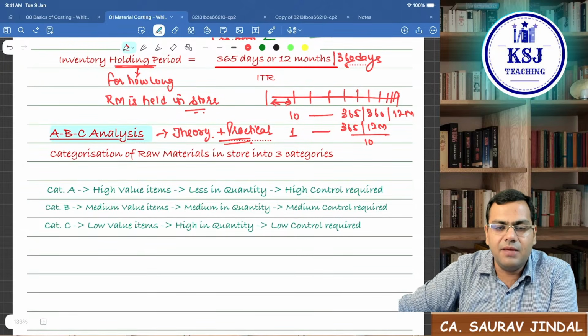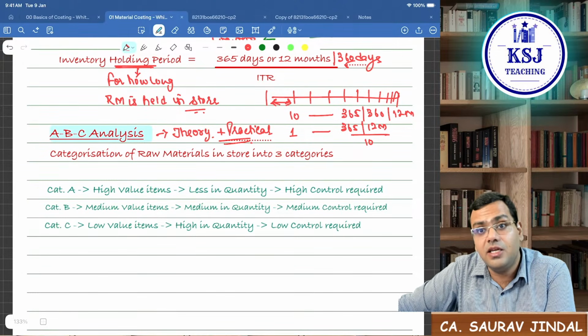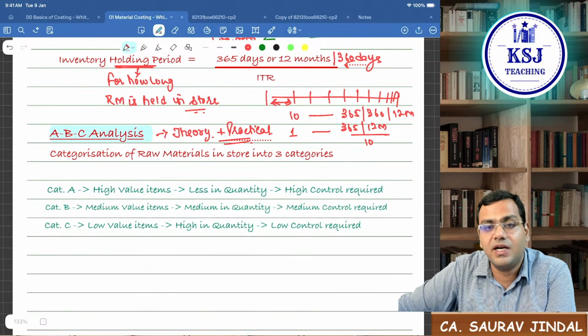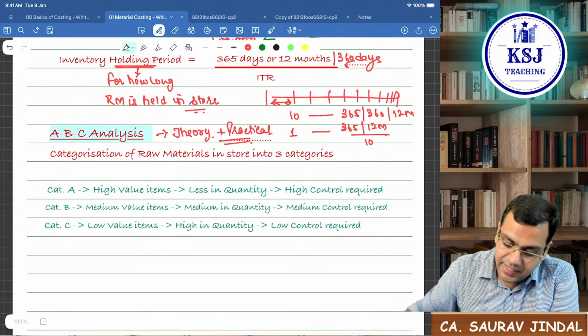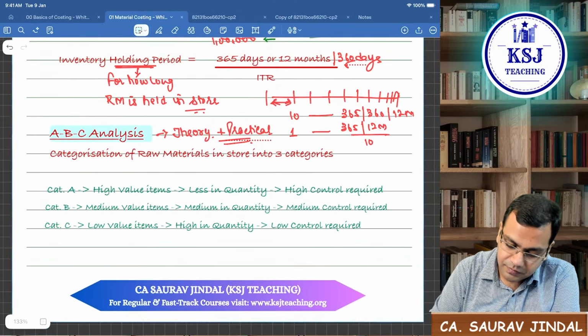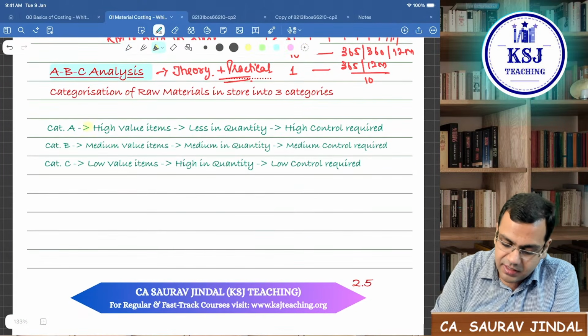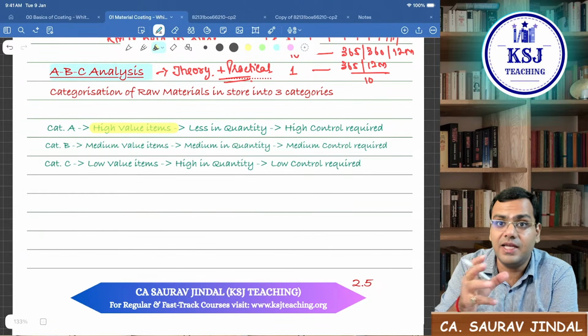So what is this ABC analysis? It is the categorization of the different items lying in your store. A category items, what are A category items, sir? A category items are high value items, the costly items.